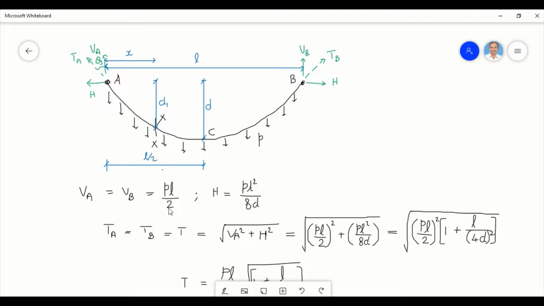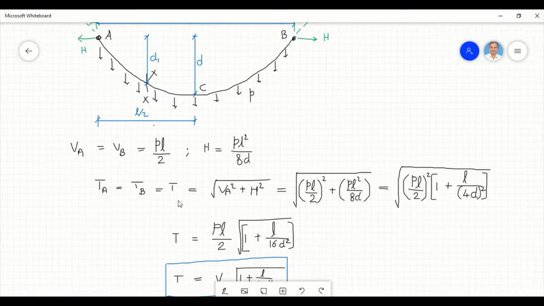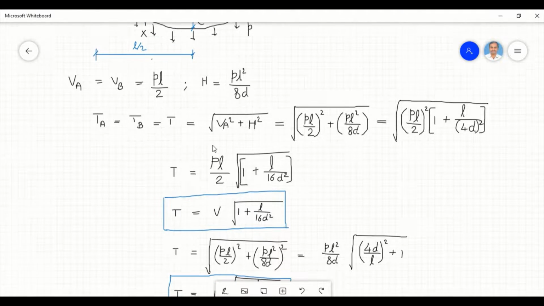In order to find the tension at A and B, we already know the values of VA, VB and H. Since in this case A and B are both at the same levels, the values of VA and VB are going to be equal, so the values of TA and TB are also going to be equal. So we can consider TA equal to TB equal to T, so it can be written as square root of VA square plus H square. The value of VA is PL by 2 and H is PL square by 8D.